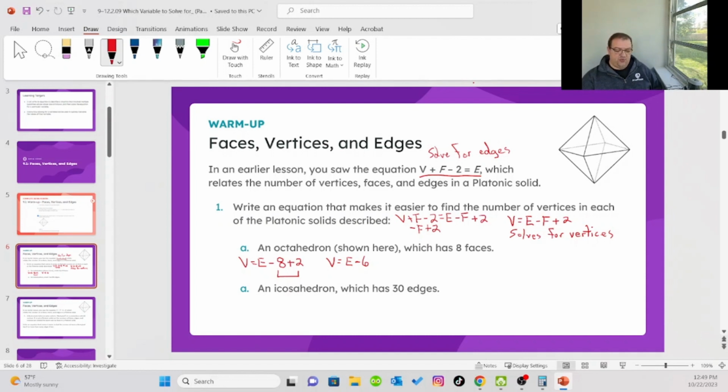And in the second one, they tell us edges. So vertices equals 30 minus faces plus 2. I'm going to combine the like terms. So it's vertices equals 32 minus the number of faces. Now, if somebody told me faces, I could solve for vertices.